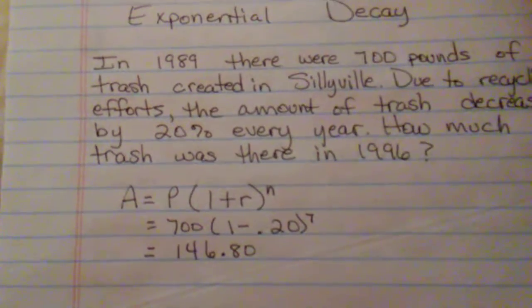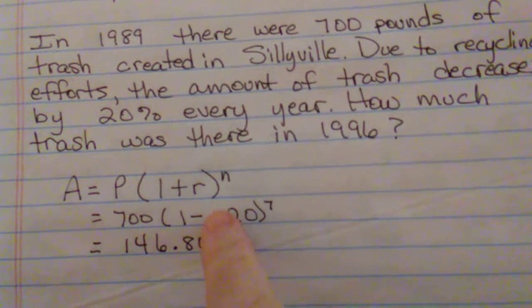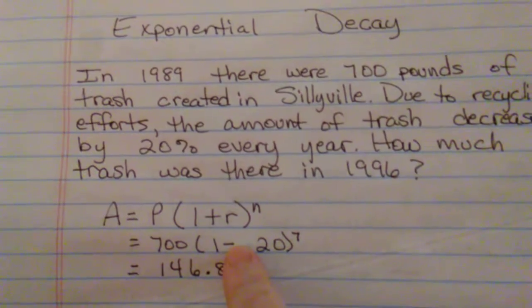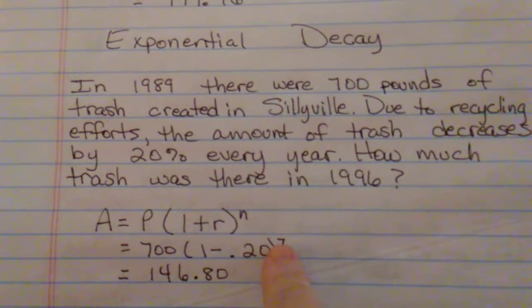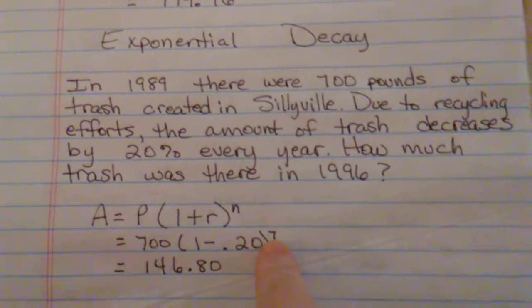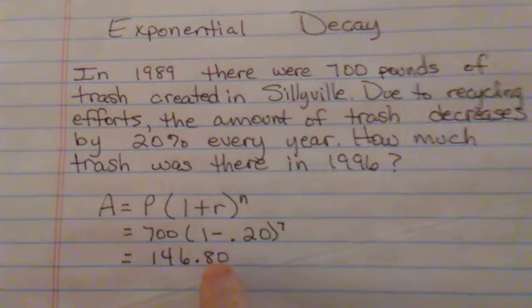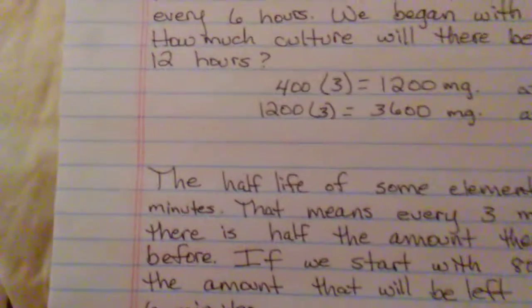So we're going to use our formula, the same formula, except this time we're going to put minus because it says decreases. So this is a decay. And then 7 is because that's the number of years from 1989 to 1996 is 7 years, and we get 146.80. All right, now let's go to another exponential problem.